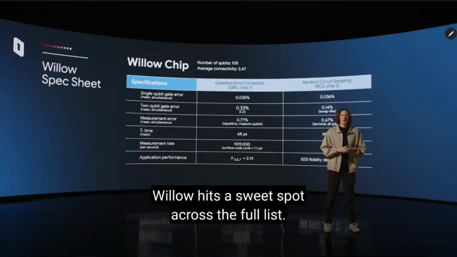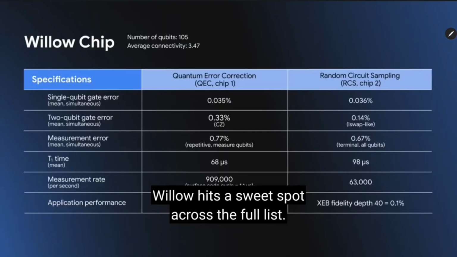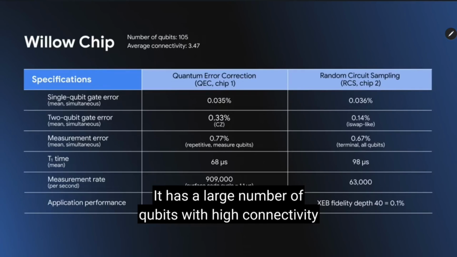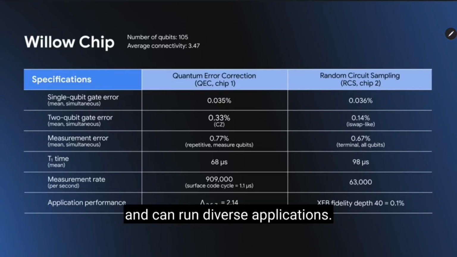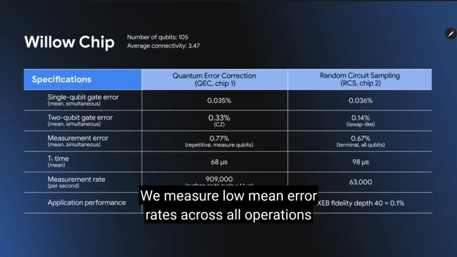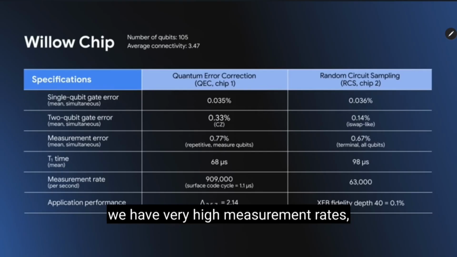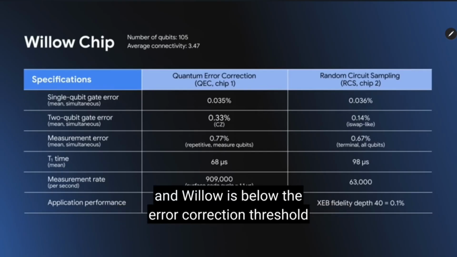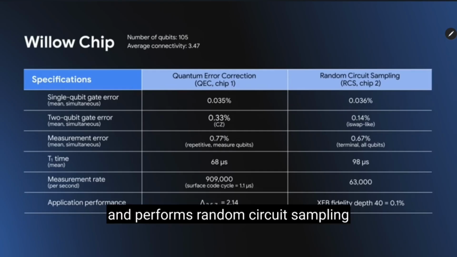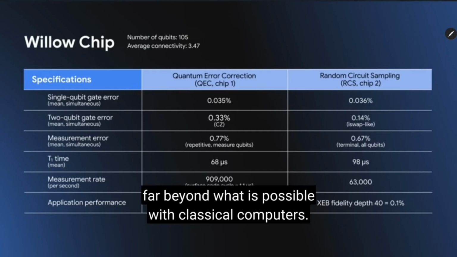Willow hits a sweet spot across the full list. It has a large number of qubits with high connectivity and can run diverse applications. We measure low mean error rates across all operations with multiple native 2 qubit gates. We have greatly increased T1 times. We have very high measurement rates, and Willow is below the error correction threshold and performs random circuit sampling far beyond what is possible with classical computers.